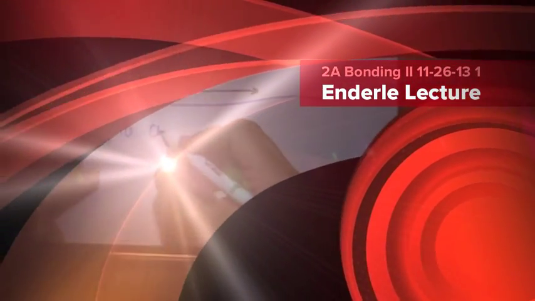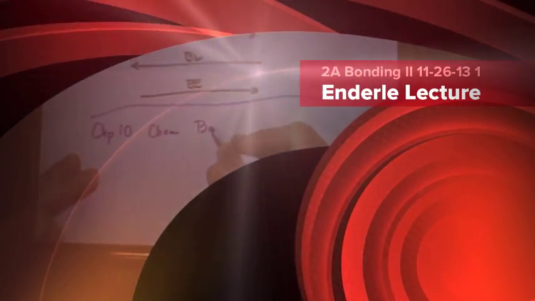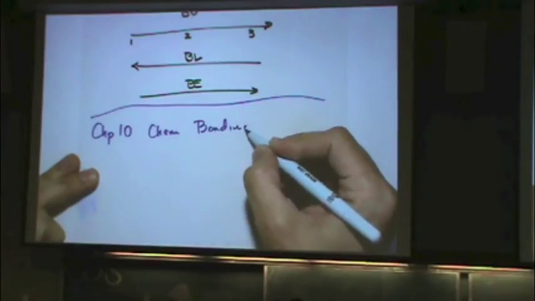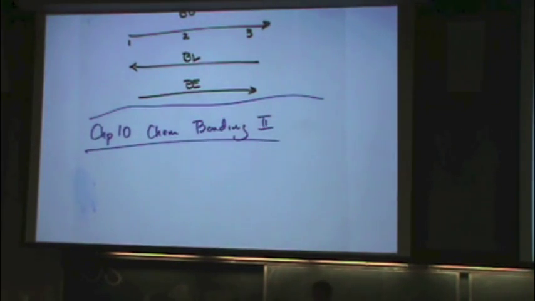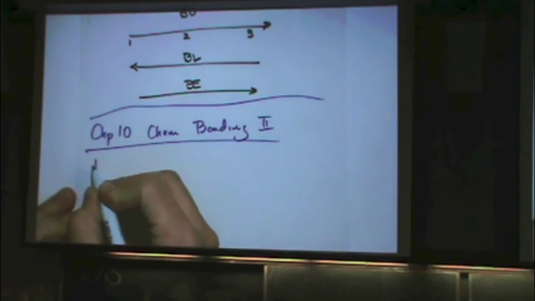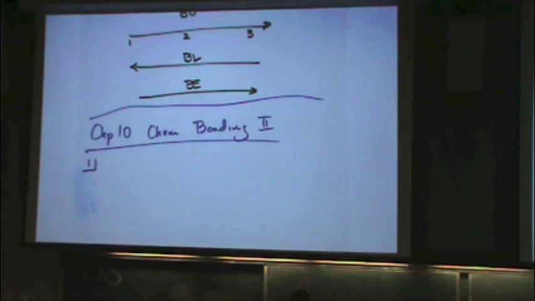Chapter 10. This is chemical bonding, part 2. Last chapter was part 1, this is part 2. More on chemical bonding. Section 1. Section 1, there's not much to say. It's basically a comparison with Lewis structure.